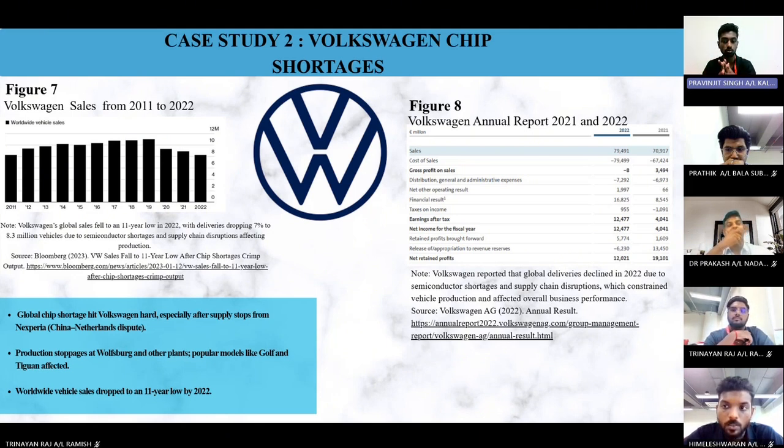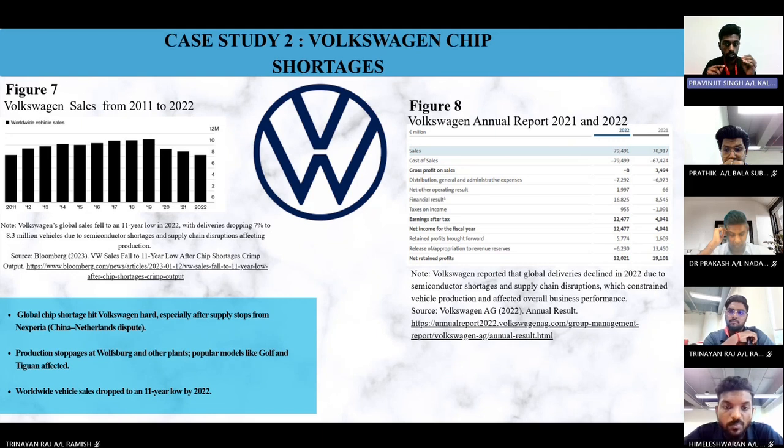Next, I'm going to talk about Volkswagen's annual report for 2022 and 2021, which compares Volkswagen's financial performance in 2022 with 2021. As you can see, the figure shows the sales revenue increased from 17.9 billion in 2021, and in 2022 the revenue was 79.5 billion.